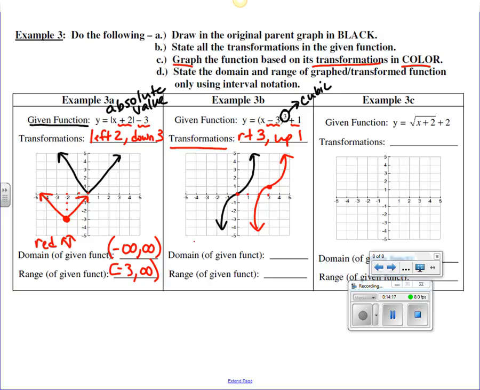Okay, we're going to do the domain and range of the red curve. So the domain, it actually does go left or right forever, and it does go up and down forever.